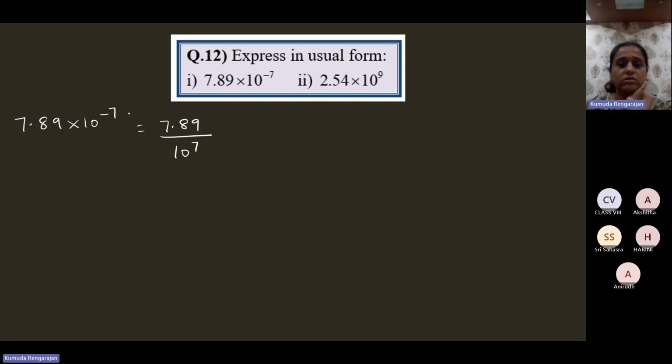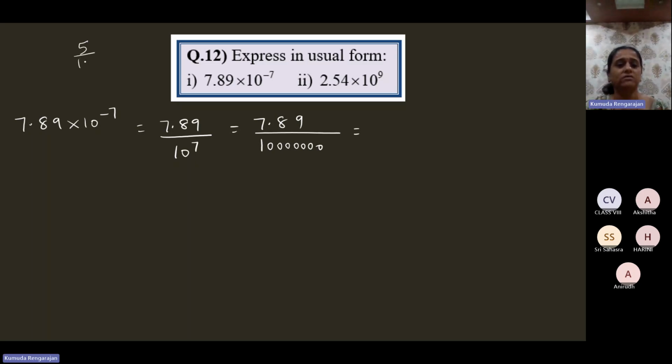I told you, no? If you switch the places, now 10 to the power minus 7 is in the numerator. If you bring it to the denominator, write the power with the opposite sign. So it's minus 7. If you write it in the denominator, it becomes 10 to the power plus 7. Now this is nothing but 7.89 divided by 1 followed by zeros. So what is this? This is something which you already know.